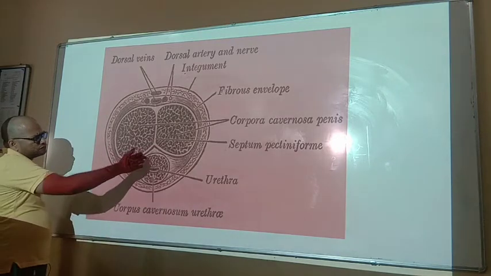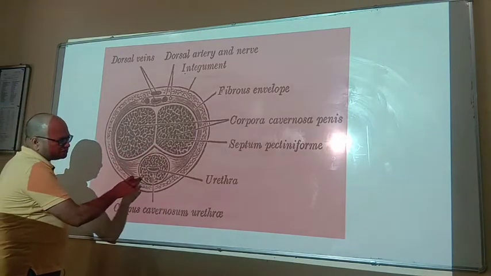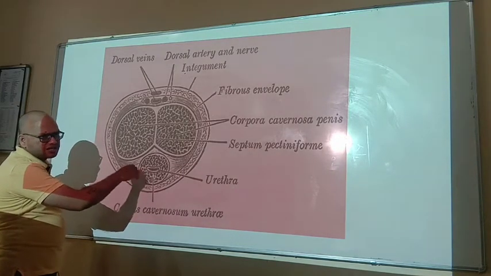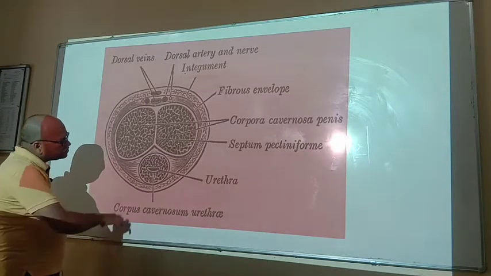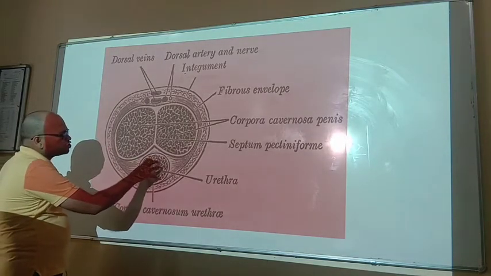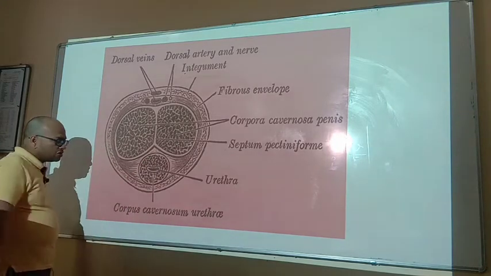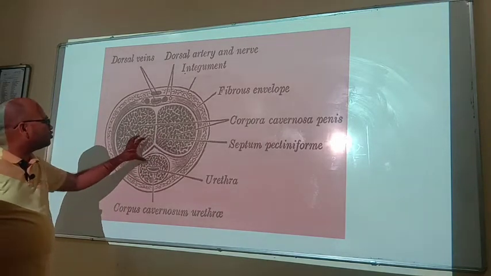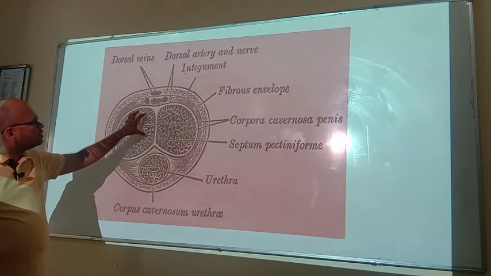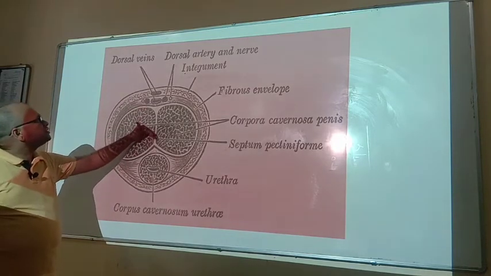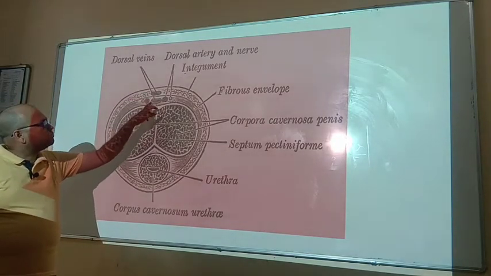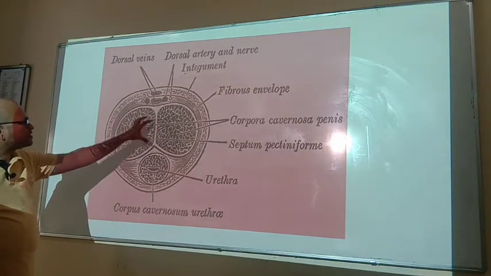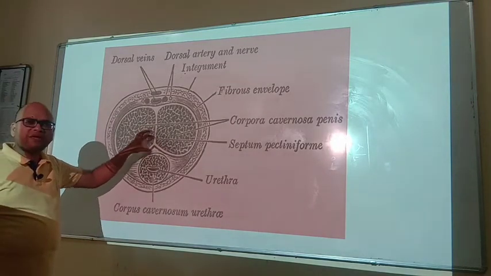Now, this is the third tubular structure, which contains the urethra, through which the urinogenital release gets out of the penis. This is called the corpus spongiosum, or corpus cavernosum urethra. So these are the three tubular structures. In the penis, many blood capillaries and blood vessels are found, along with different nerves, through which the blood supply is performed.